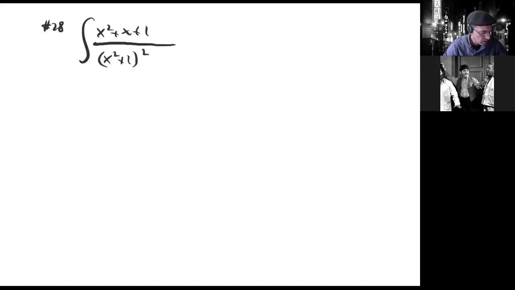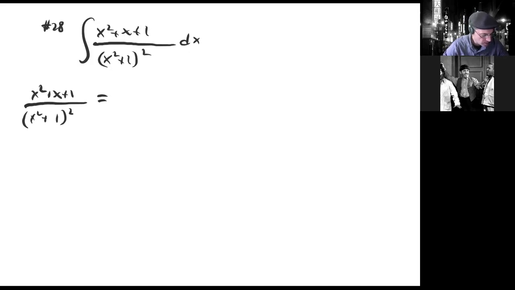Okay, the final problem I want to cover today is number 28, which is the integral of x squared plus x plus 1 over x squared plus 1 squared dx. So this is an irreducible quadratic in the denominator of multiplicity 2. It repeats itself twice. So the general format, and I didn't really emphasize that in my lecture, but whenever you have these repeating factors, you have to put in for each power a term.